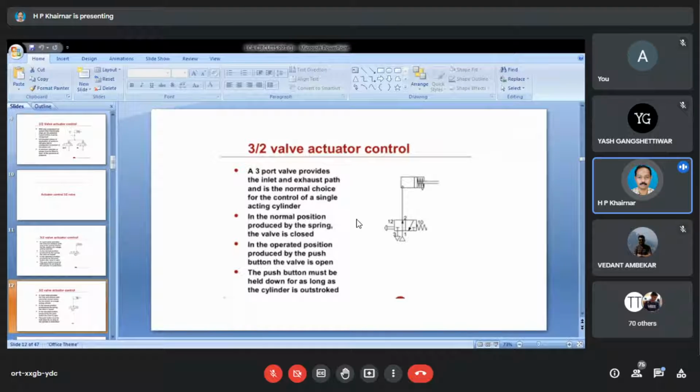So a 3 by 2 valve, a 3-port valve, provides an inlet or exhaust path, and it is preferred for this single acting cylinder. And this is the requirement: you need to keep it in the pressed position. So this is what happens in a 3 by 2 push button valve. Okay, so again the same question arises. This is the basic circuit. We need to improve its applicability and flexibility further. What other things can we add, and what is the purpose of adding all those things, is more important.